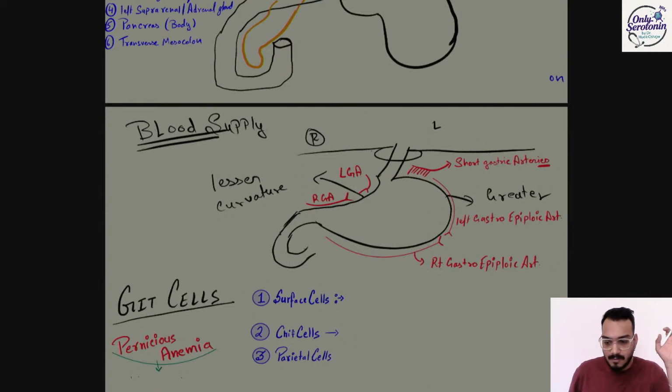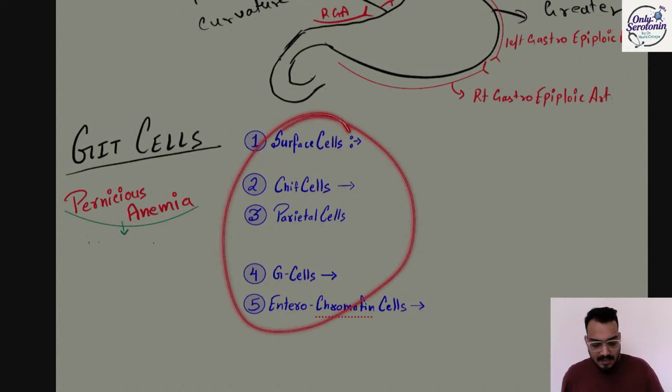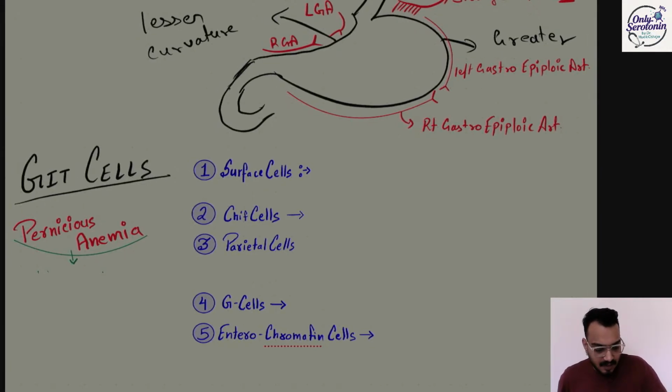Done, guys? I hope no problem until now. Everything is clear, guys. Can you reply to me with comments? Is everything going fine? All good? Let's discuss the cells which are present in my GIT. What are these cells, guys? I am having surface cells, chief cells, parietal cells, G cells, and enterochromaffin cells. All these cells are present in my GIT. Let's discuss all these cells one by one, guys. So we are going to start with the surface cells.